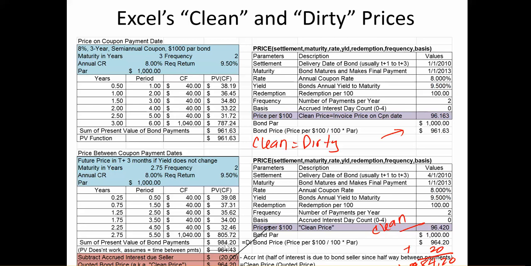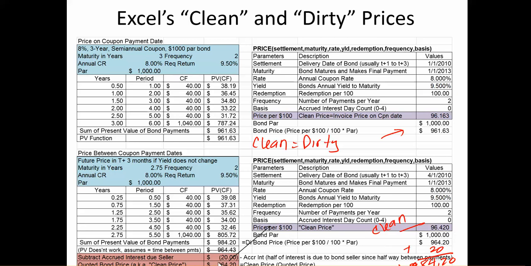However, this is not the price you're going to be quoted in the market. If we're exactly halfway in between coupon payment dates, we owe half of this next coupon, 40, to the seller. So if I subtract the 20, the accrued interest, the percentage of the interest that is accrued since the last coupon payment date, I will get not 984, I would subtract 20, get 964. That would be the quoted or clean price. So when I plug this bond back into Excel using the new date, 3 months later, same information, notice I get the 96.40 for the bond.